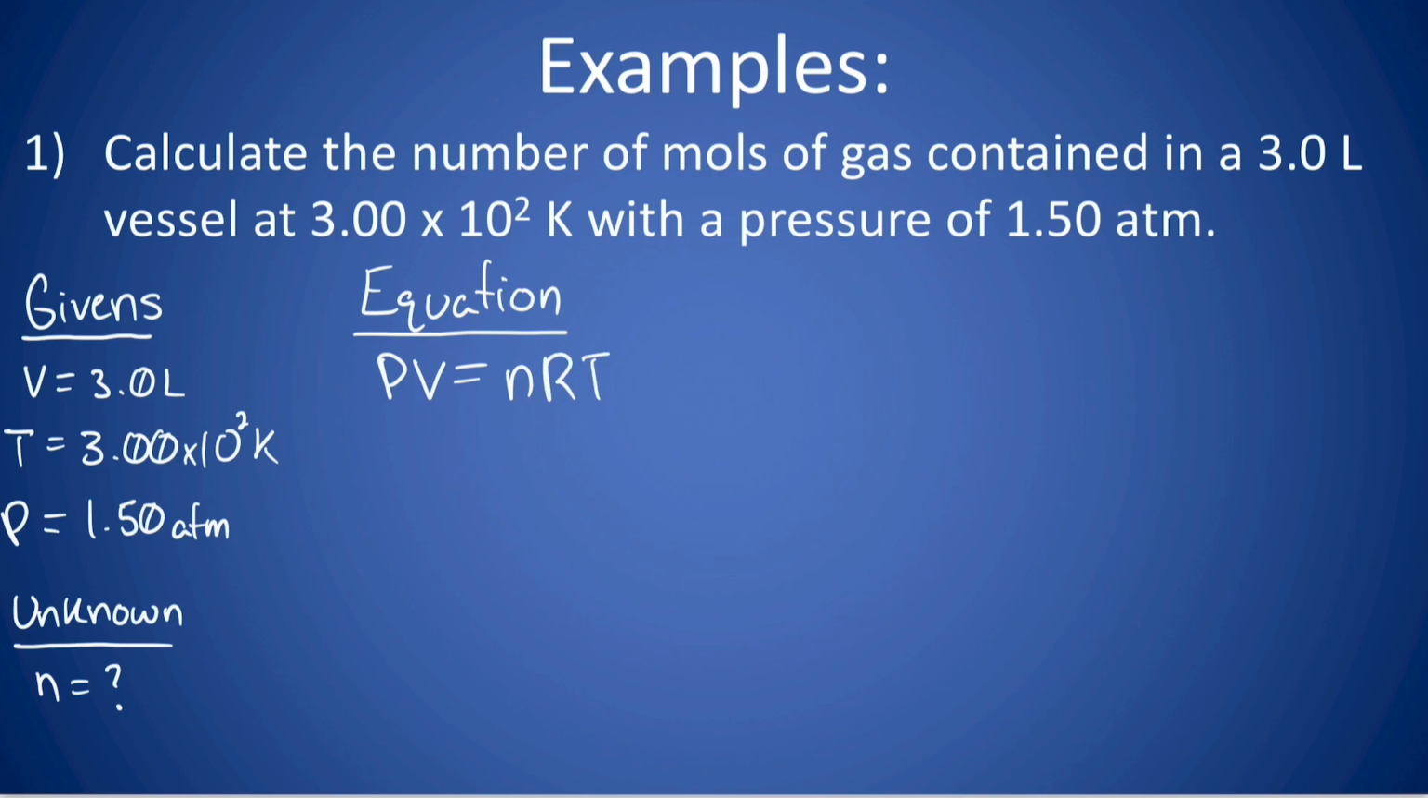Now, just like usual, you could at this point immediately go to substitute and solve, or you can rearrange the equation to solve for what you want. I like to rearrange the equation beforehand, so that's what I'm going to do here. So I'm going to rearrange this equation to solve for n, which I can do by just dividing both sides by RT. So n equals pressure times volume divided by the ideal gas law constant times temperature. And then our last step is, of course, just substitute and solve.